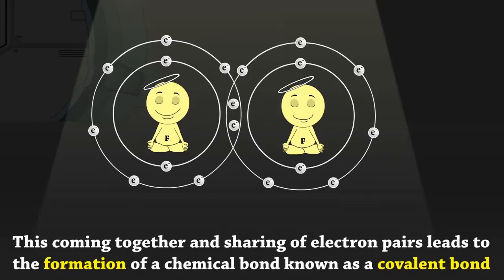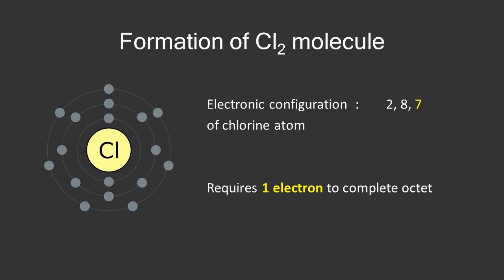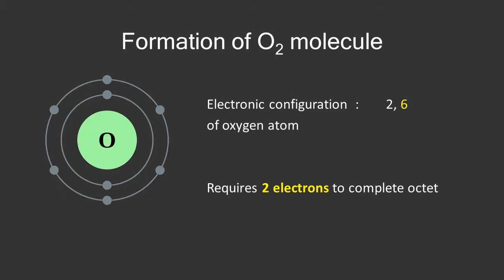This coming together and sharing of electron pairs, one electron from each fluorine atom, leads to the formation of a chemical bond known as a covalent bond. Similarly, a chlorine atom also has 7 valence electrons and requires only one electron to complete its octet. In a similar fashion, we can describe the formation of O2 molecule.